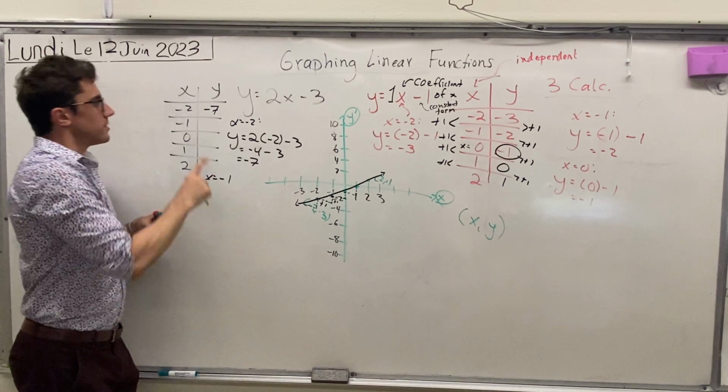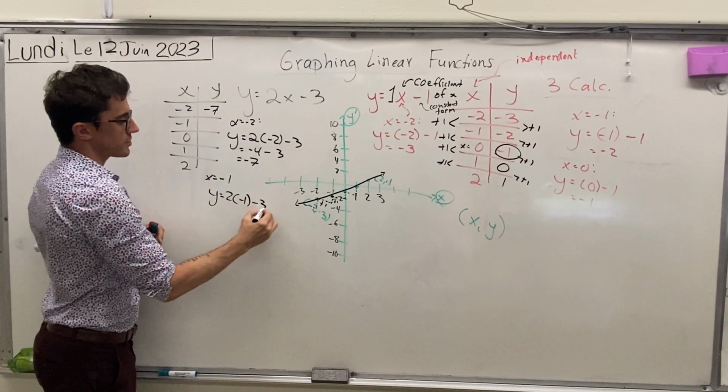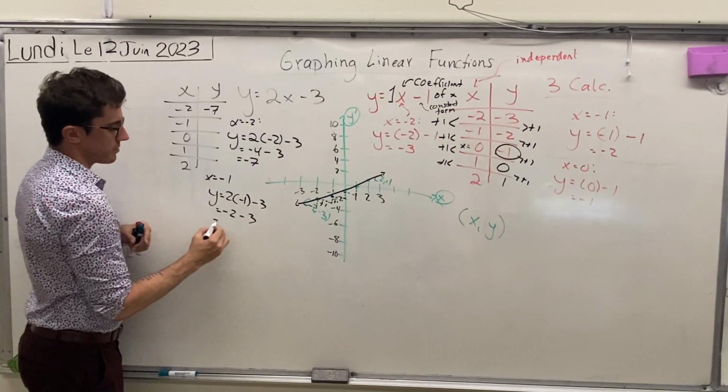Okay, so when x is equal to -1, y is equal to 2 times -1 minus 3, being -2 minus 3, being -5.